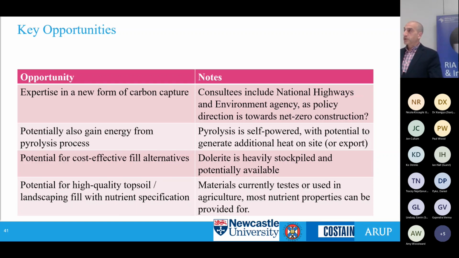Pyrolysis as a means of producing biochar generates heat, so the carbon benefit is much greater if you have a use for the heat that's generated in the process of making biochar, which you need to think about in the context of logistics and siting. Dolerite, on the other hand, is already stockpiled and potentially available at existing quarries, and the potential to scale up that utilisation is quite considerable.